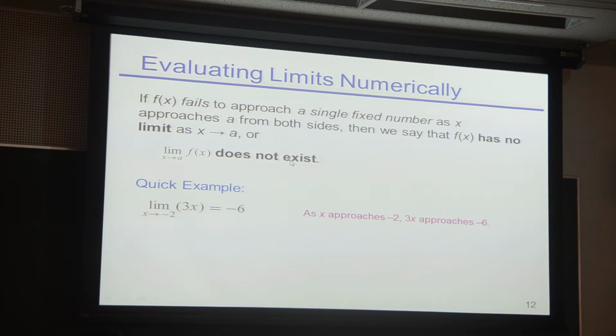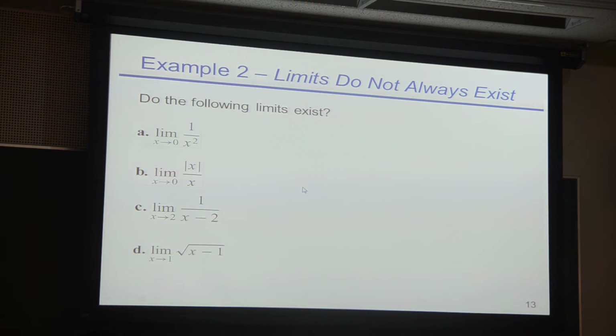When you have that as an answer in the homework, they tell you to write capital D N E. Does not exist. D N E. So sometimes the limit doesn't exist, and they want you to write D N E in capital letters. Okay, how about these?